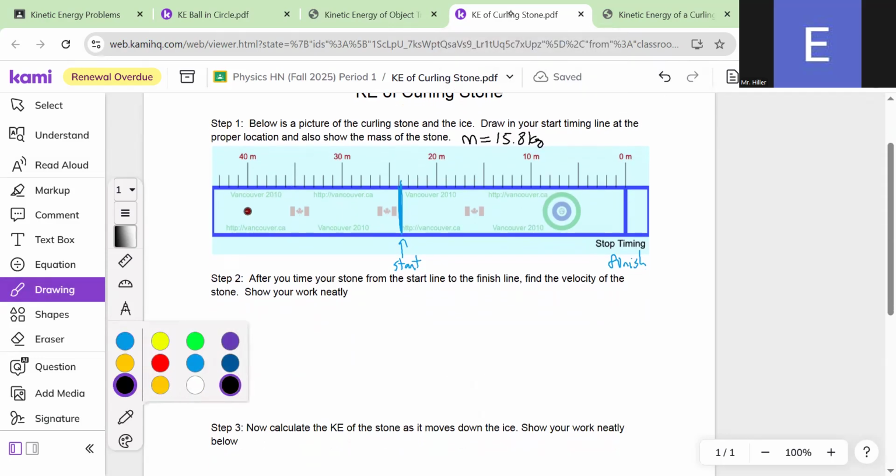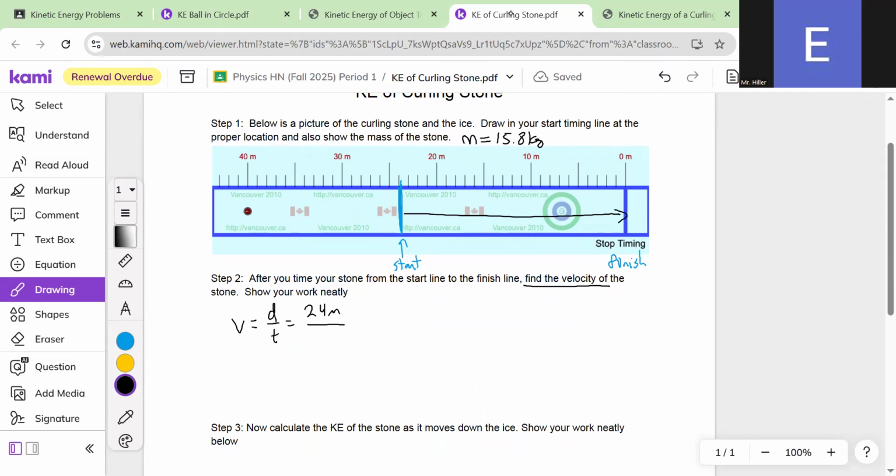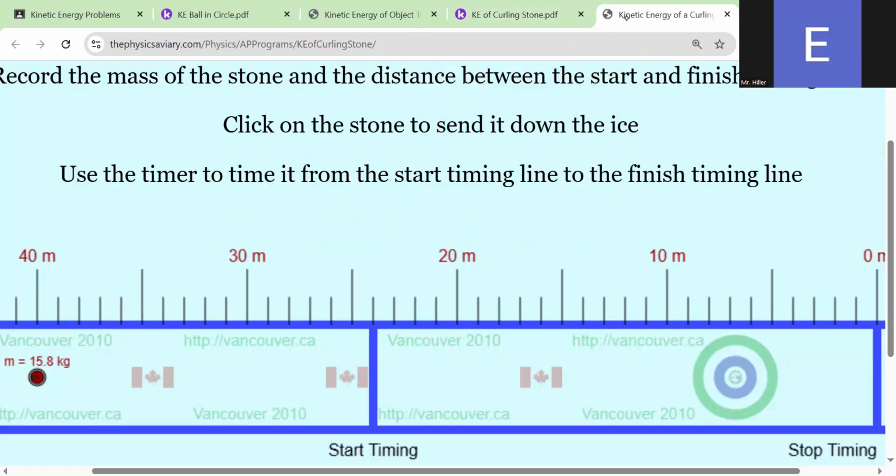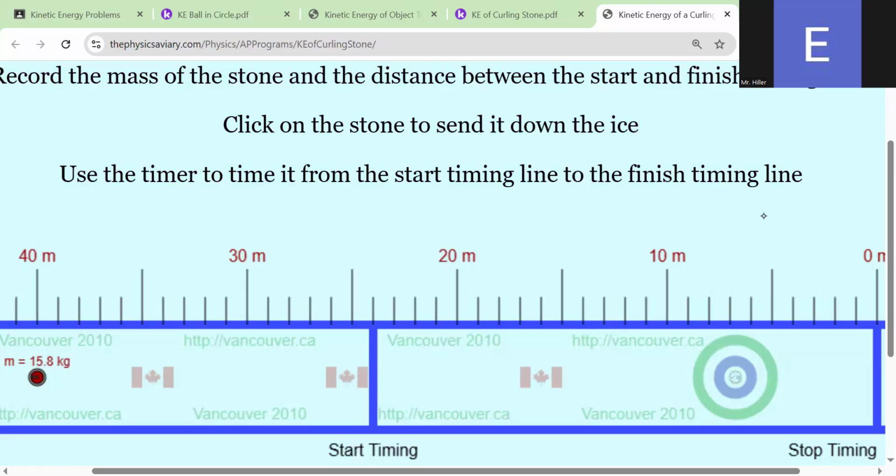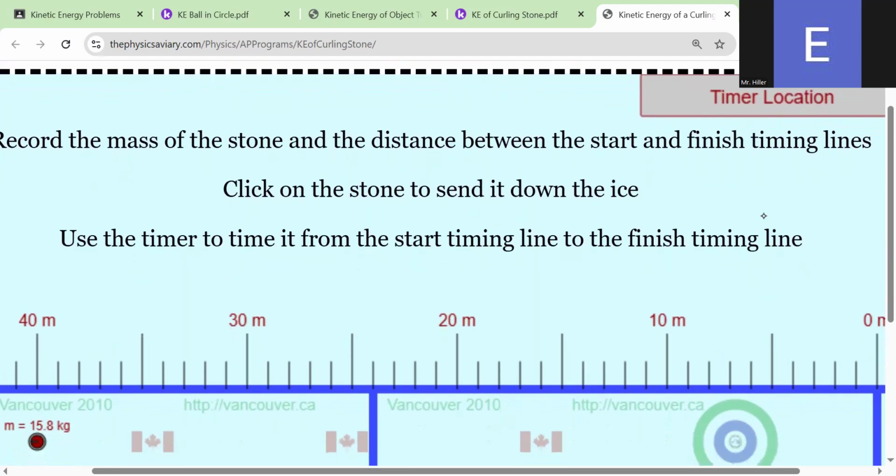Obviously, to find the velocity, this is a constant velocity situation, so that's going to be a very easy distance divided by time scenario. I'll be going 24 meters divided by the time it takes to go from here to here. Let's go ahead and click on the stone. Again, I'm going to start the timer as soon as, let's see, where's my timer? Okay, timer location.